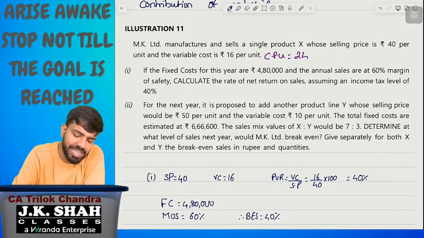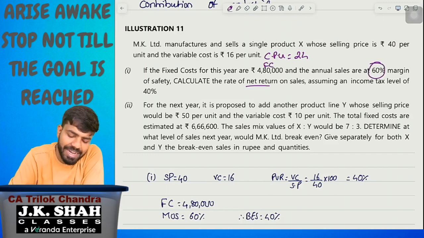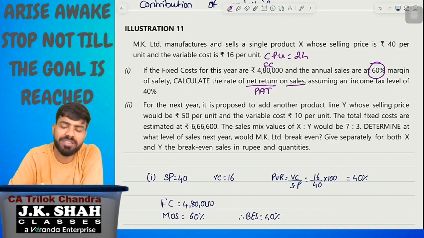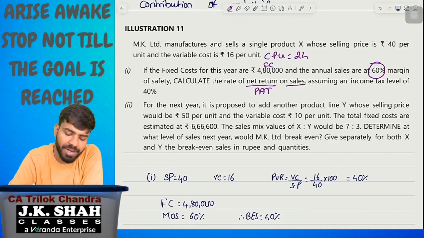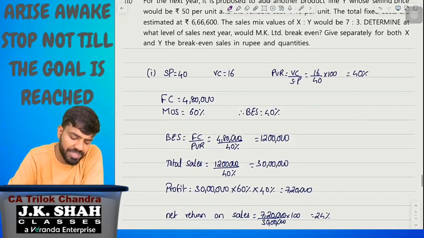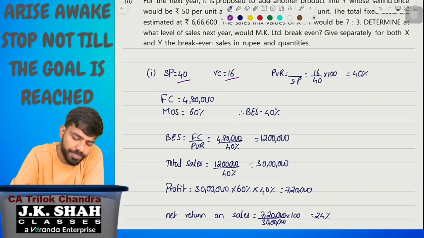So let us understand. See, they have given the fixed cost and the margin of safety percentage, and they are asking for net return. What do you mean by net return? PAT on sales, or net profit ratio. So how to calculate this? Simple. We know the fixed cost. We know the margin of safety. First, we need to know the PV ratio. Selling price is 40, variable cost per unit is 16 rupees. Using that, we calculate the PV ratio. I'm sorry, this is the contribution per unit.